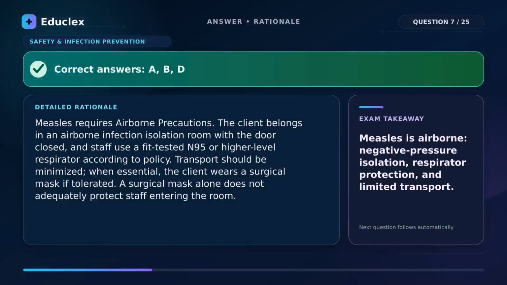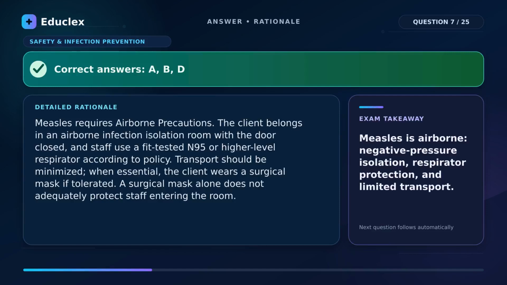The correct answers are A, B, and D. Here is the rationale. Measles requires airborne precautions. The client belongs in an airborne infection isolation room with the door closed, and staff use a fit-tested N95 or higher-level respirator according to policy. Transport should be minimized. When essential, the client wears a surgical mask if tolerated. A surgical mask alone does not adequately protect staff entering the room.